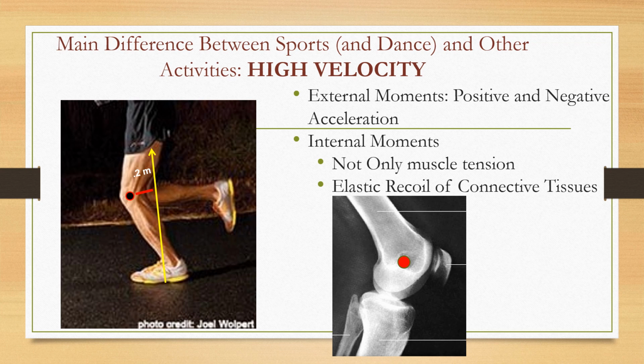So again, here is the knee joint axis, here's the quadriceps force, here is the internal moment arm, which is perhaps 5 centimeters, but because of the high velocity, we're also generating a lot of force from the elastic recoil of the patellar and the quadriceps tendon.